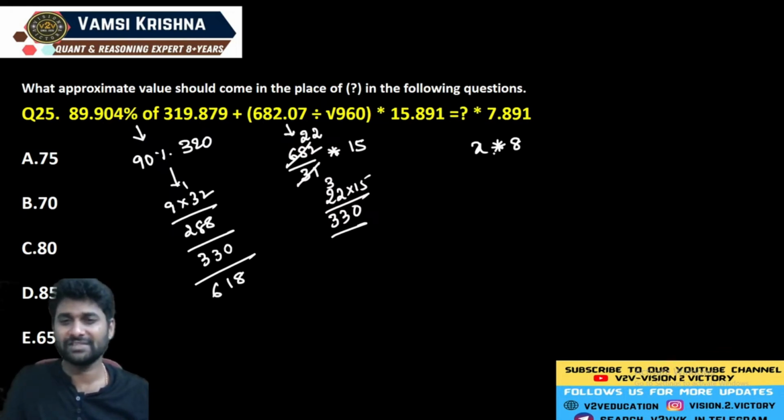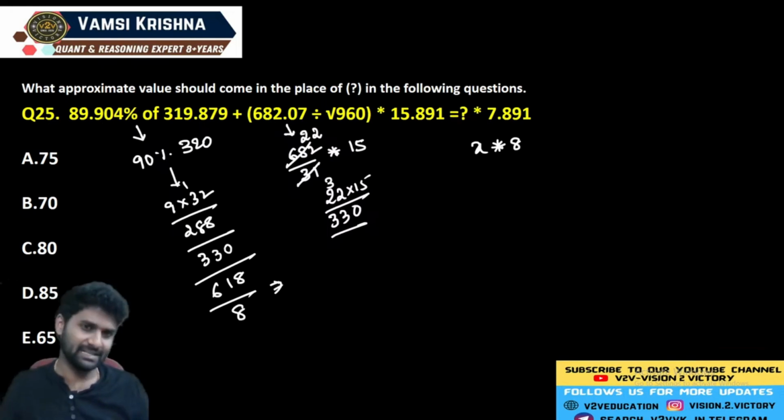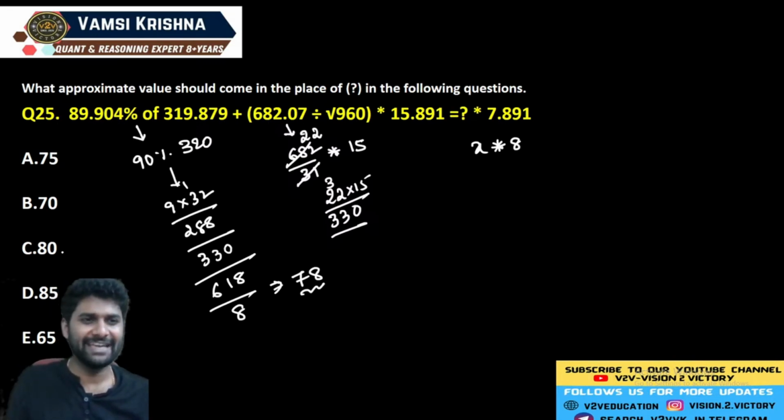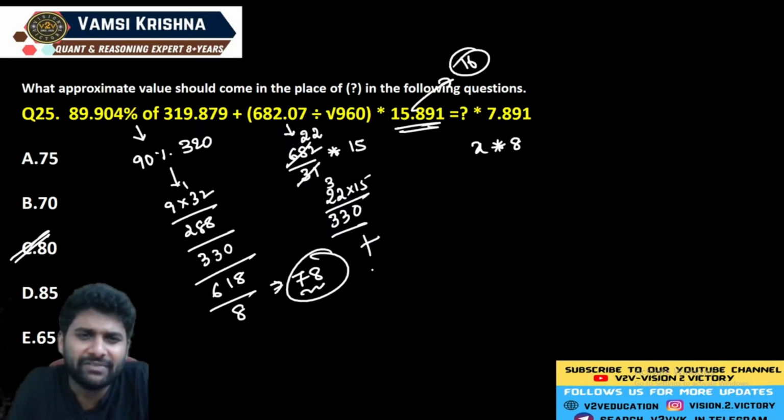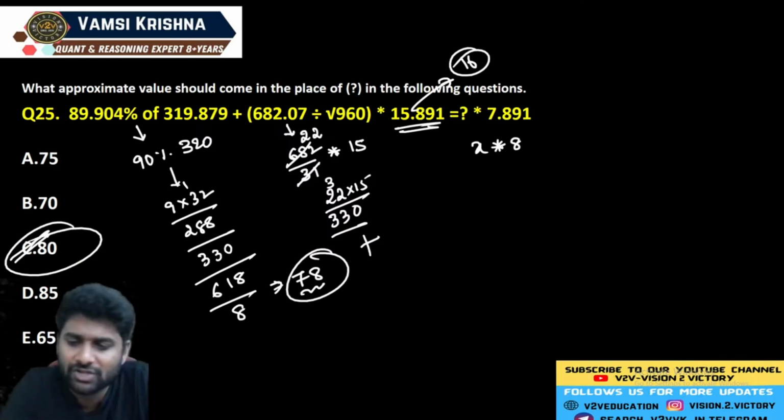Now you already know that x is multiplied by 8 means 618 is divided by 8. You will get the answer. See, 7 eights are 56. So 56 means we have a 58. 7 eights are 56. So approximately more than 78. So more than 78, we have option 80, guys. See, I am taking this 15, take 16. So we need answer should be 78 plus. So we have 80 as option.